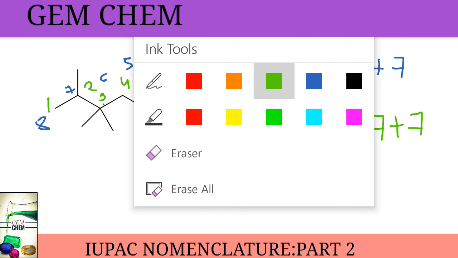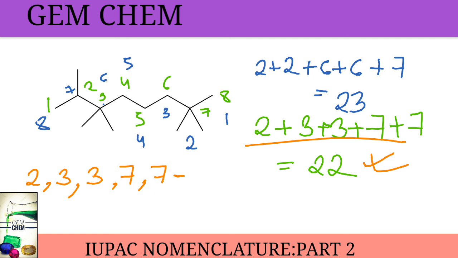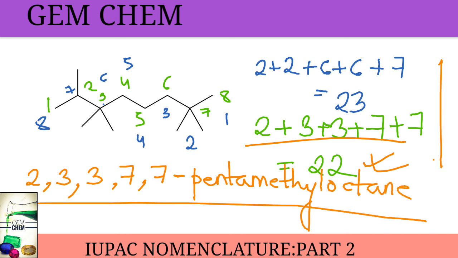So for the lowest one we will consider, we get this one as the lowest. So we consider the green numbering. We can write all are methyls. So we can write 2,3,3,7,7-pentamethyl octane. This is the naming, and this is important. The rule of sum is shown in this example. Important example, do see it carefully.